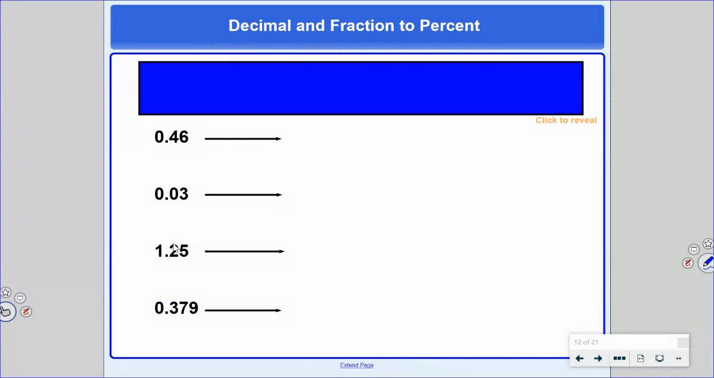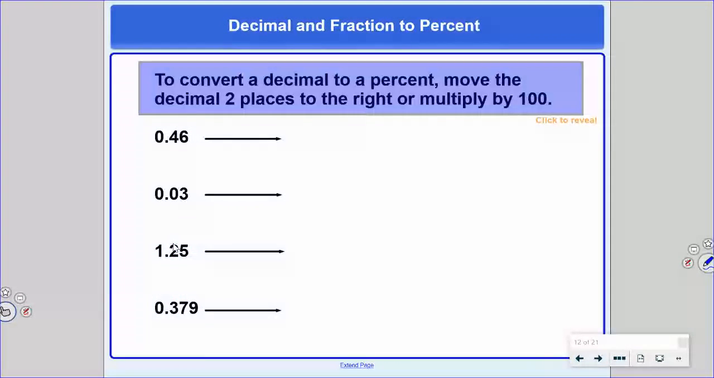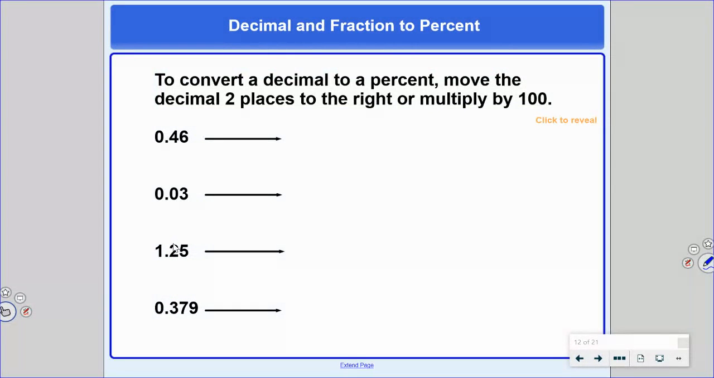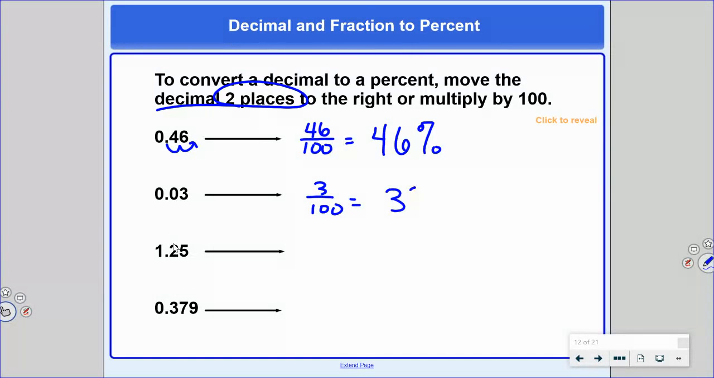All right, what about decimals to percents? Well, to convert a decimal, you essentially just move the decimal place 2, but you better understand why. Don't just know shortcuts, right? What does this 0.46 mean? It means 46 hundredths. So if we move it 1, 2 to the right, that would show you why. What does that 3 mean? That means 3 hundredths.